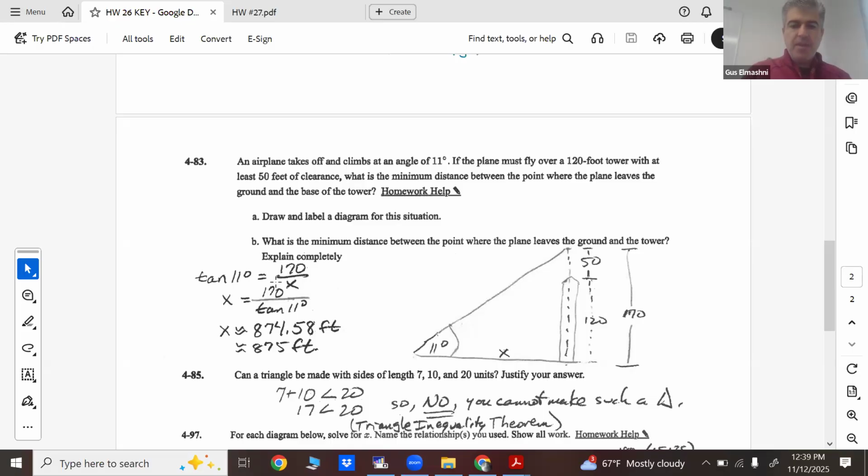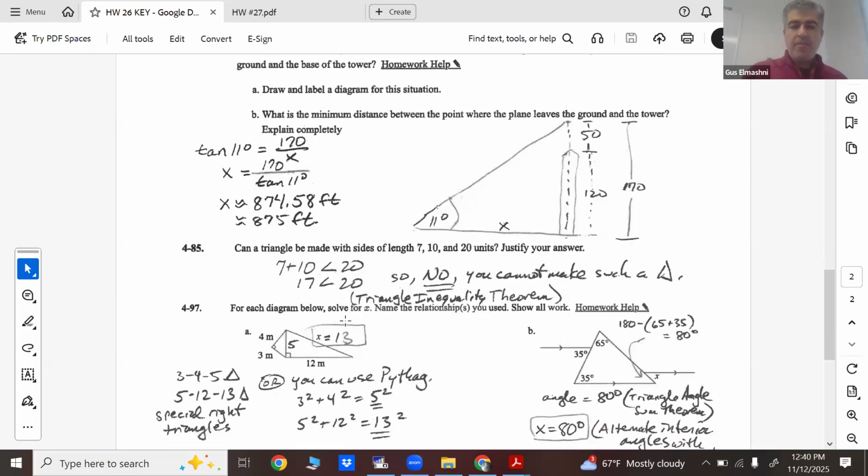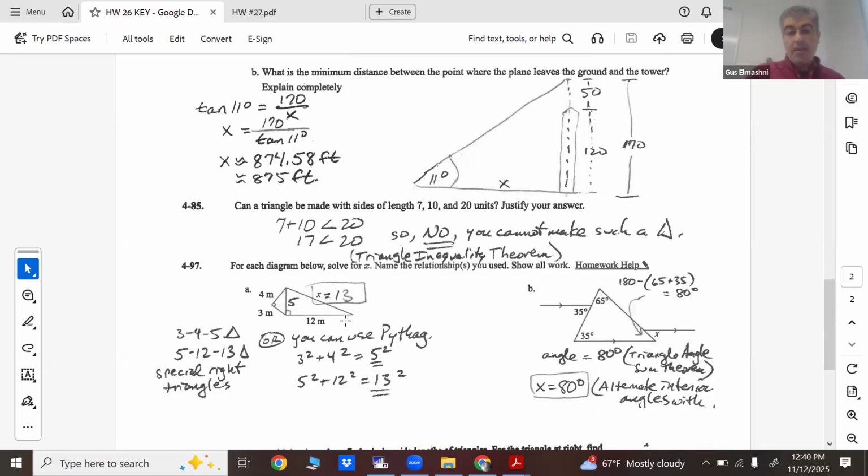You solve for x. And the way you're going to solve for x, multiply both sides by x and then divide by tan 11, because the variable it's solving for is actually a denominator. 85 is just old stuff. Don't forget that the longest side has to be less than the sum of the other two sides. So 20 is not okay. It's too big. It's got to be less than 17.